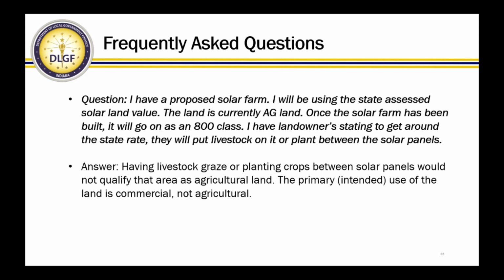It comes back to what is the primary intended use of the land, and that probably would be commercial and not agricultural. Just having crops or livestock grazing is just a side part of it, and the main intent, the main purpose of the land is to be used as a solar farm.